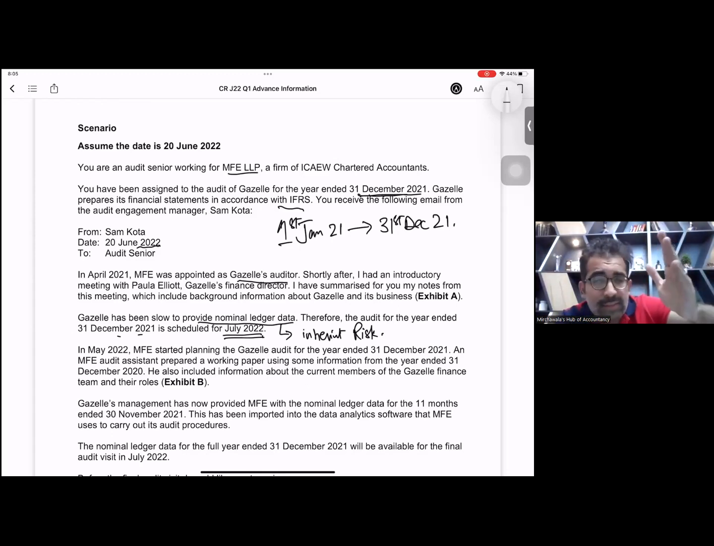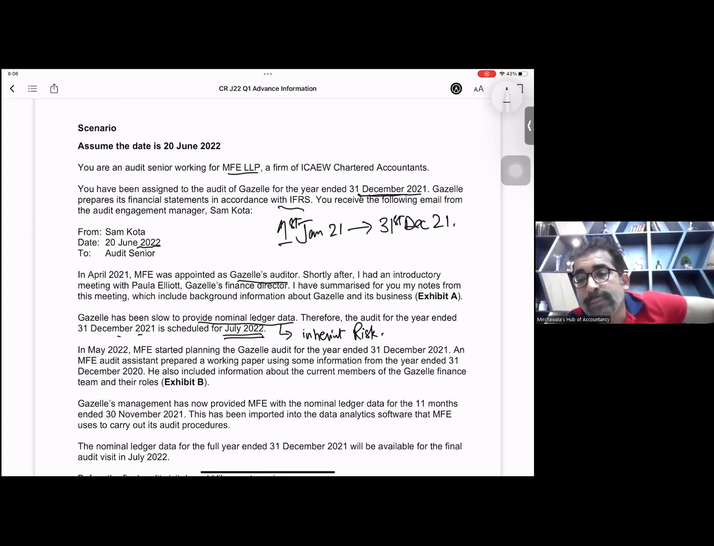Just think, your accounting period is ending on 31st December 21. The year for which you have to do the audit is ending on 31st December 2021. But you are doing the audit in July 2022 for that year. So that means after 6 months, you can check variances. You can verify variances on many things.